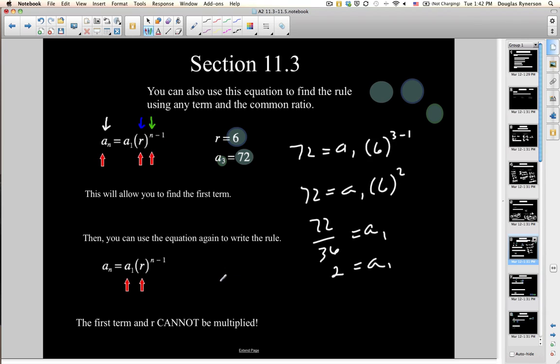If I step back now and write the rule, I know that a sub n is equal to the first term, 2, times the common ratio, 6, to the n minus 1 power, and now I've written the rule. As with any formula, if I'm supplied all the parts but one, I can find the missing part. In this case, I didn't have a sub 1, but I did have a sub 3. I know that n was 3 and r was 6. I plug those in for a sub n, r, and n, and it allows me to find a sub 1.